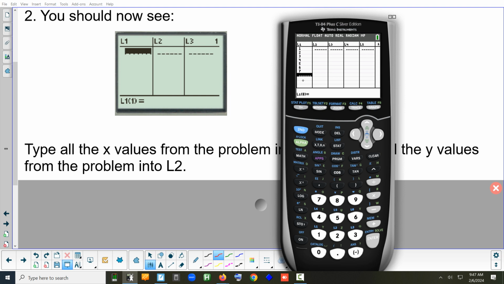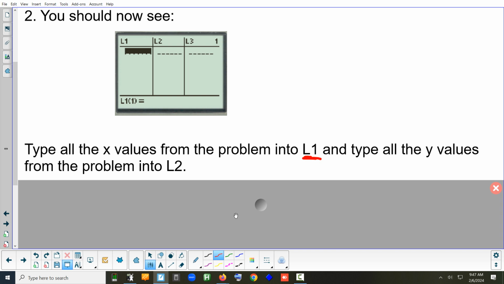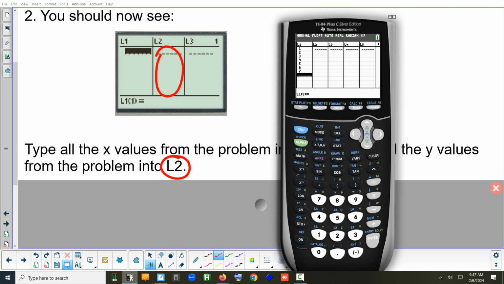Now on your guided notes, what does it say to put in L2? Type all the y values into L2. Well, we have to get over to L2. We're still in L1. We need the black box over here. If you press the right arrow, your black box should move over to the next column. Was anyone unable to get their black box over to the second column?